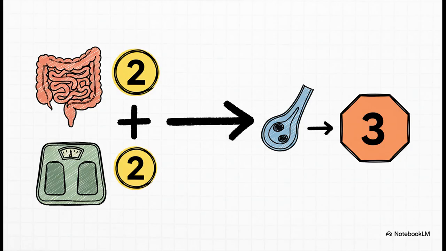Next is the idea of cumulative risk. I like to call this when 2 + 2 might equal 3. This is a classic exam trap. So your patient wants the combined pill.